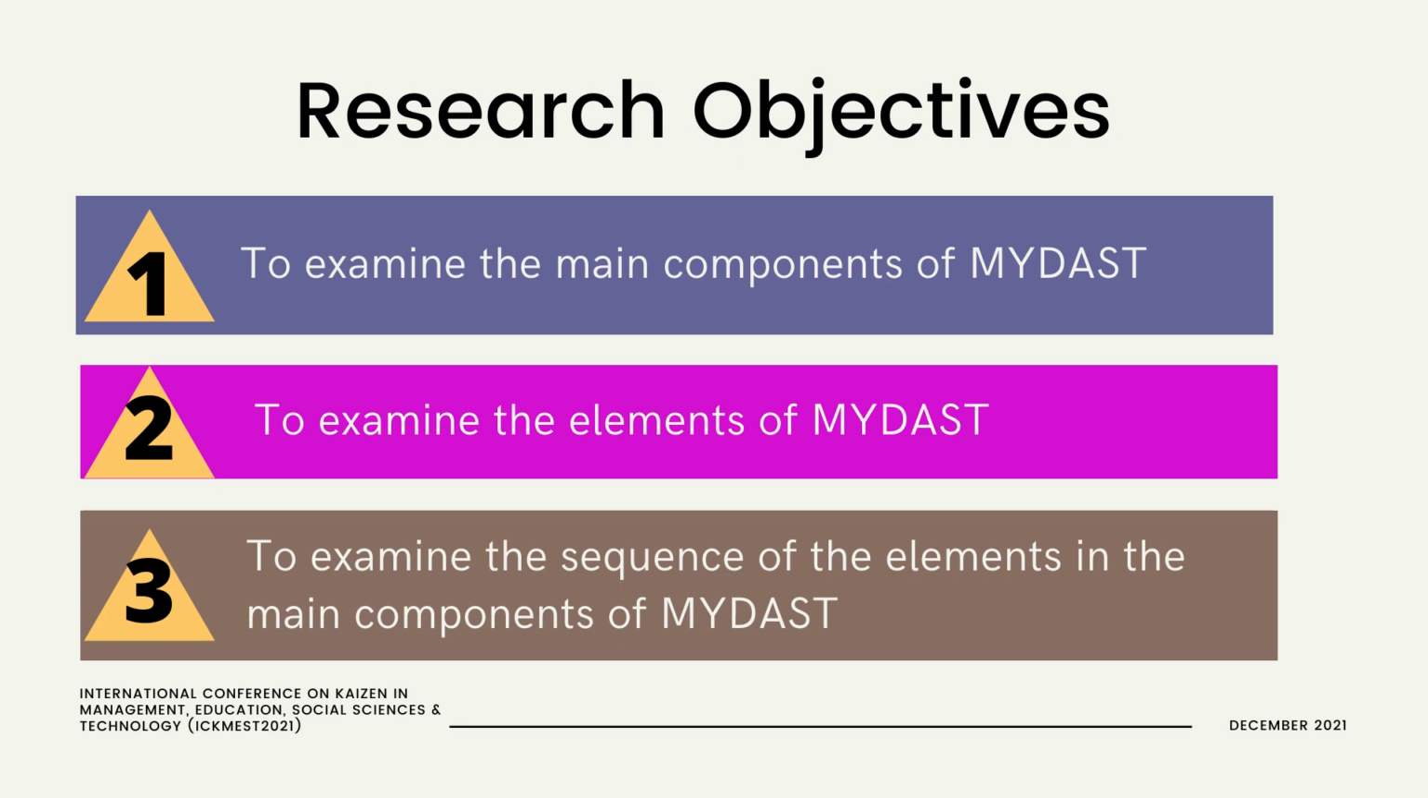Now, let's look at the research objectives. The first objective is to examine the main components of MIDAS. Second, to examine the elements of MIDAS. Third, to examine the sequence of the elements in the main components of MIDAS.